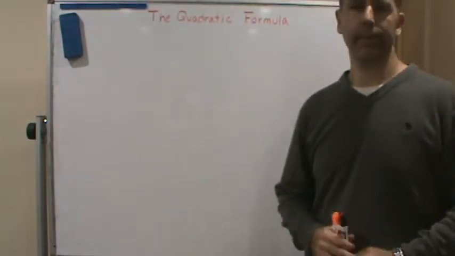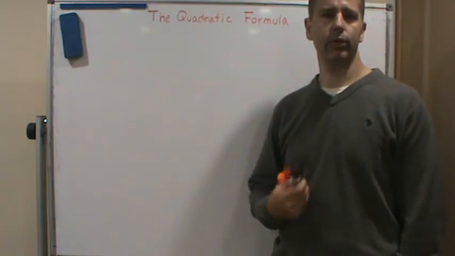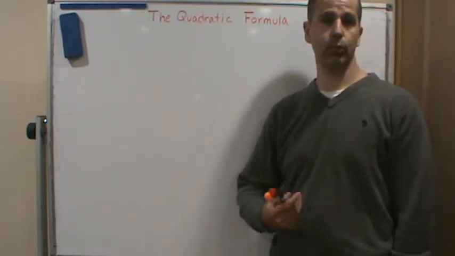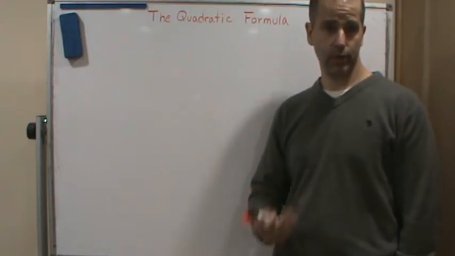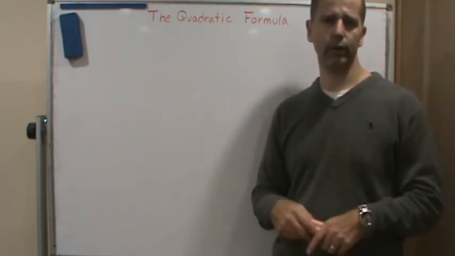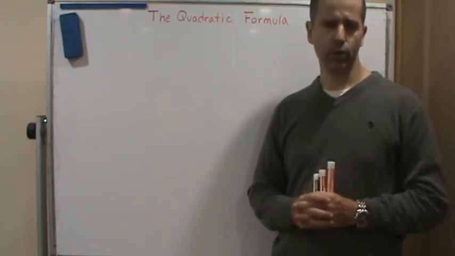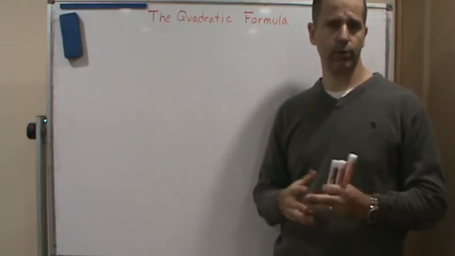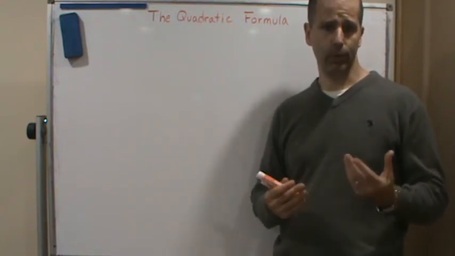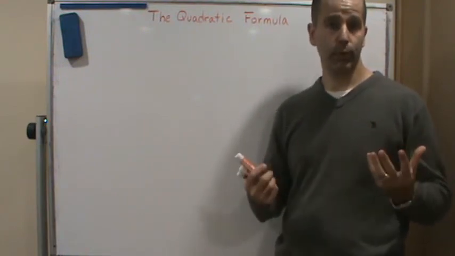Okay, so welcome. In this video, I'm going to derive the quadratic formula that is used in finding the roots or zeros of a quadratic equation. The quadratic formula will find all kinds of solutions for the zeros of a quadratic. So there won't always be whole numbers, which is what you get when you factor.